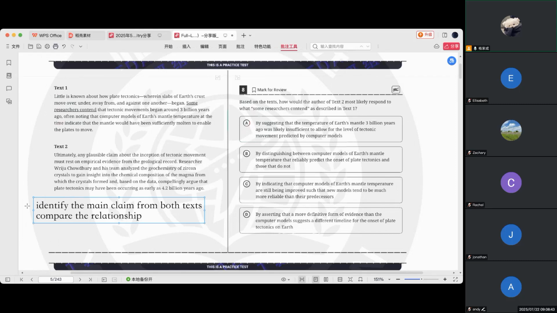Okay. And usually for cross-text questions, and actually for any question type, you always start by looking at the question. So the question says, how would the other text most likely respond to what some researchers contend as described in text 1? So you probably want to figure out what the claim those researchers mentioned in text 1 is first, and then try to understand the perspective that text 2 takes. I'm going to give you guys around 1.5 minutes. See if you could get it right.